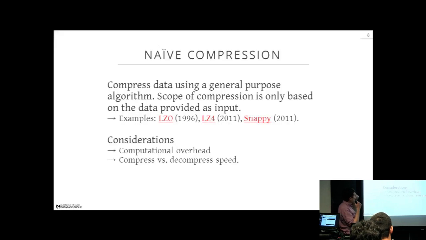So what's going to happen here is we take the raw bits or bytes of our data, we throw it through this algorithm, and then we store whatever the compressed version of it is back in our table space or heap. And anytime we need to access it, potentially we have to unzip the whole thing, right? We have no way to know what was inside of it.